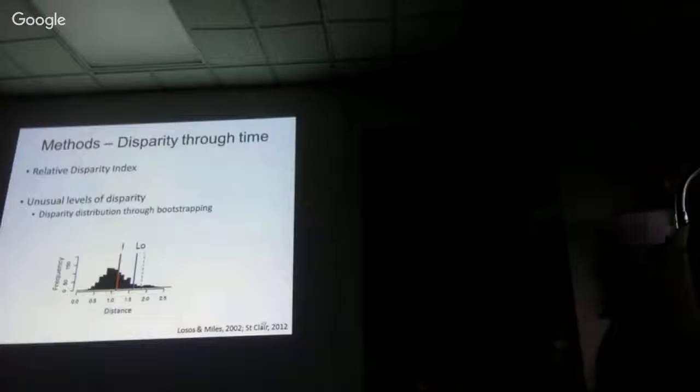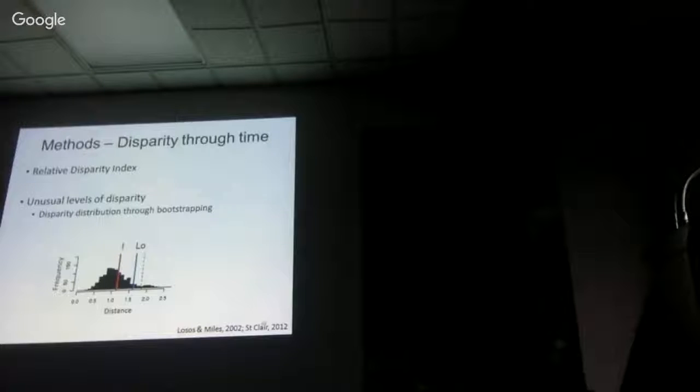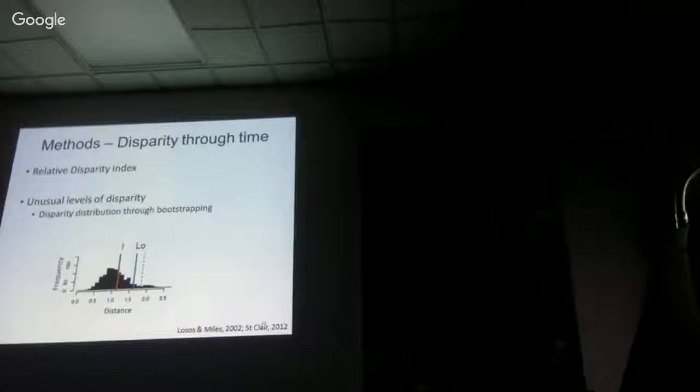And here you can see an example of Indri and Loris disparity compared to that of their total distribution. So you can actually put into context whether they are significantly more or less diverse. And the dotted line is showing the 95th percentile, which if they would have been higher, they would have had more diversity, they would have been significantly more diverse.